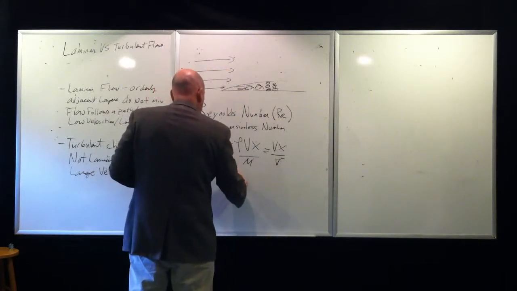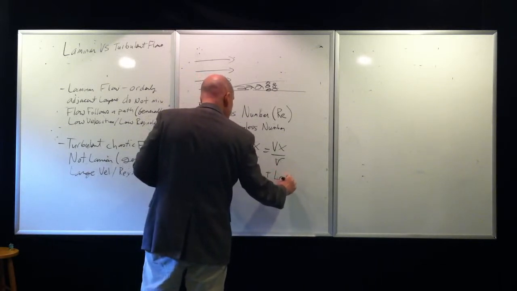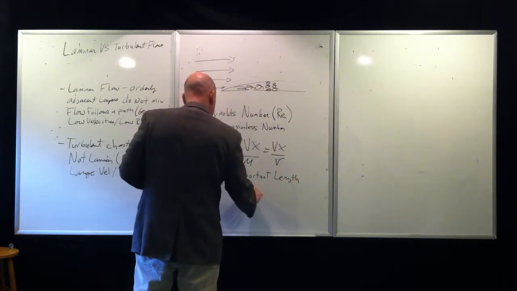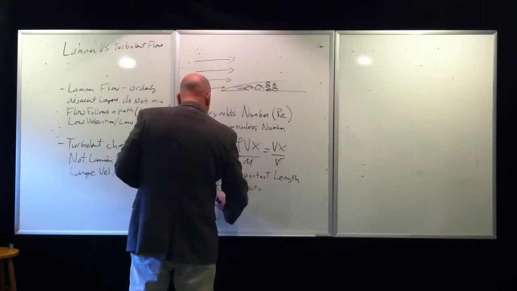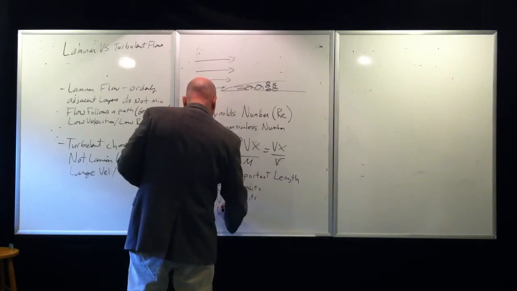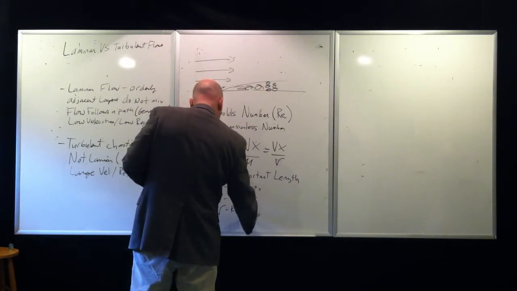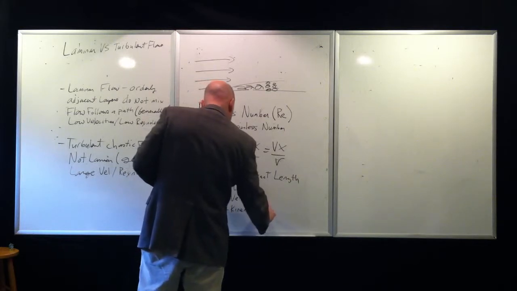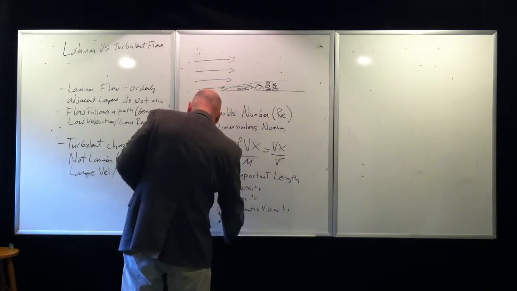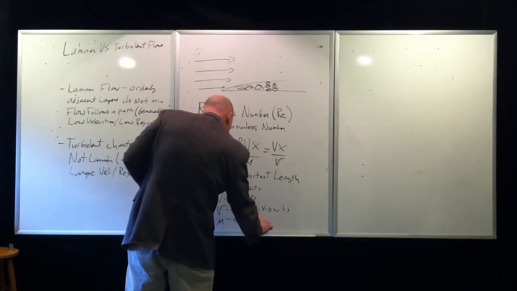where x is some important length, rho is the density, V is the velocity, and nu is kinematic viscosity, and mu is dynamic viscosity.